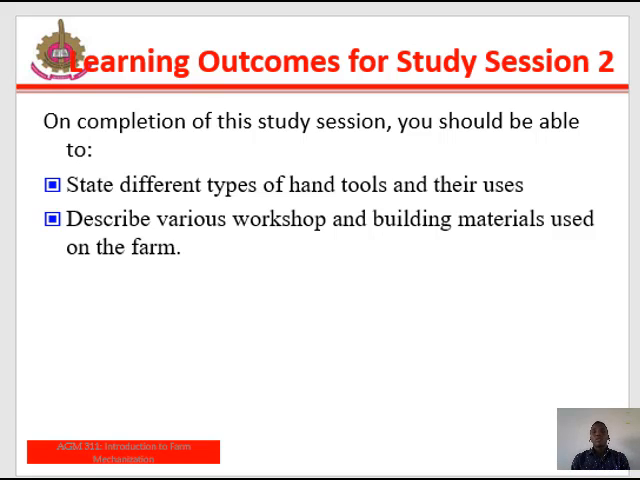Learning outcome for study section 2. On completion of this study section, you should be able to state different types of hand tools and their uses, describe various workshop and building materials used on the farm.